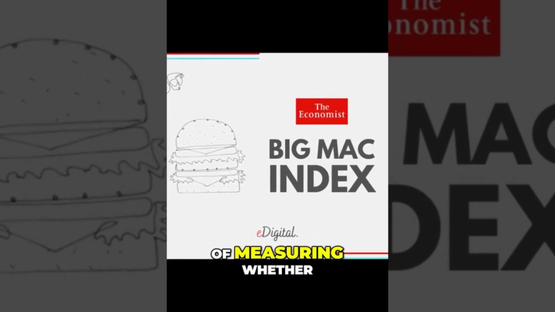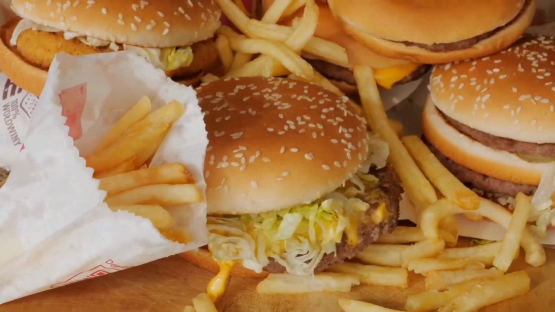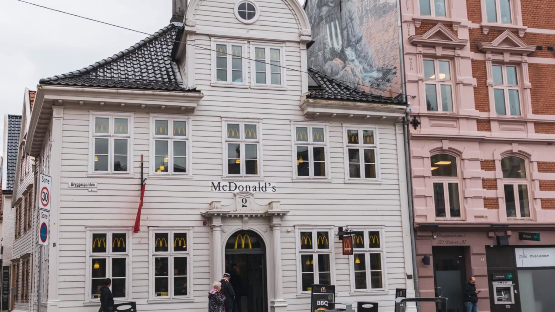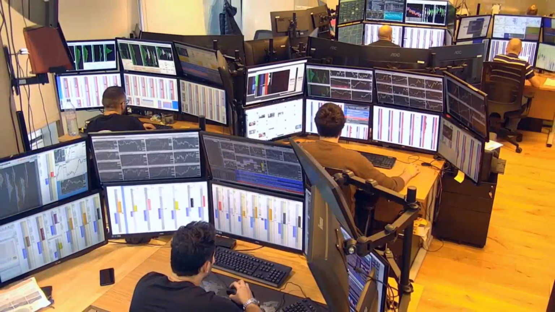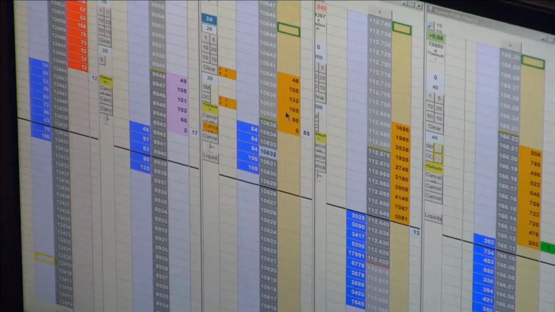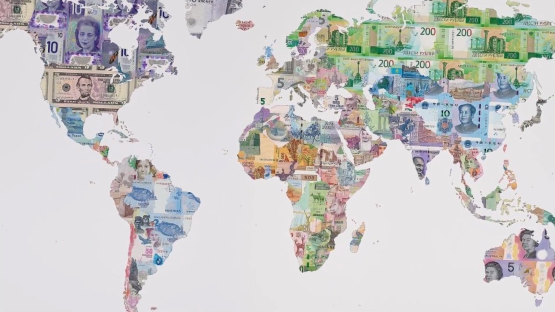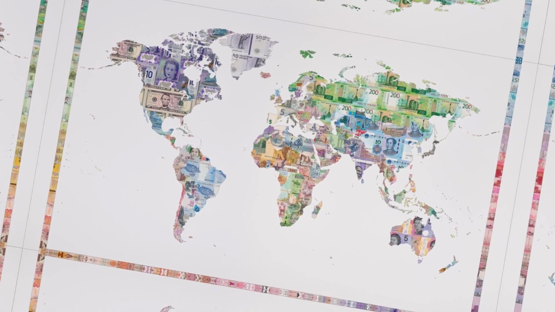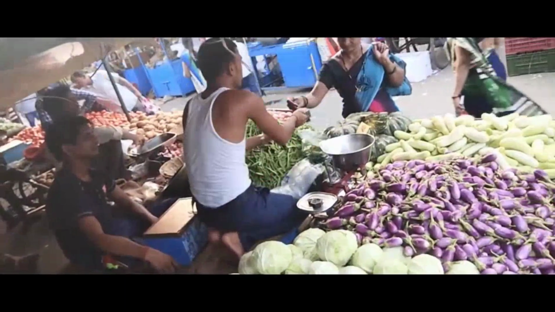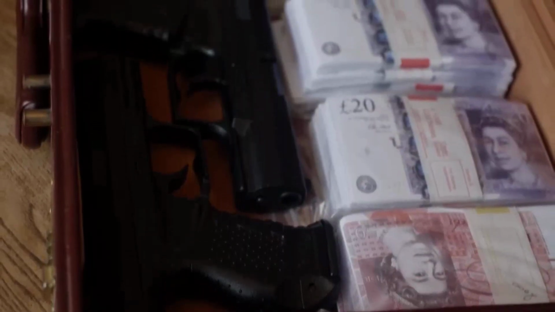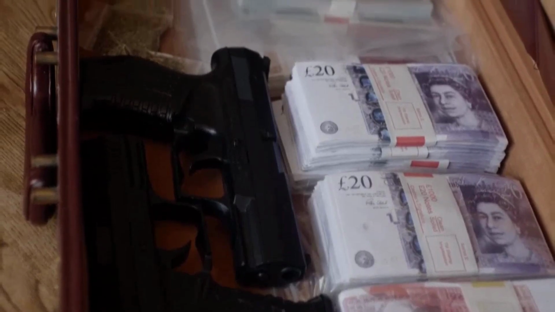The Big Mac Index, created by The Economist, turns this idea into a quick check. By comparing the price of a Big Mac around the world, you get a fast sense of whether a currency is overvalued or undervalued. It is a playful example, but it highlights a serious point. The real value of money depends not just on the number printed on a bill, but on what it can actually buy at home or abroad.